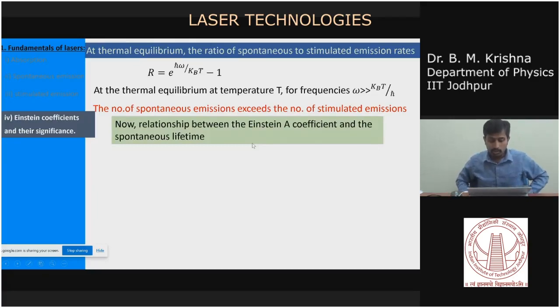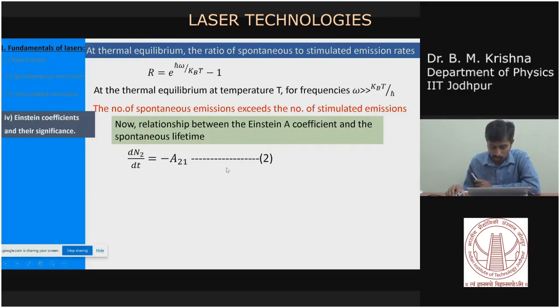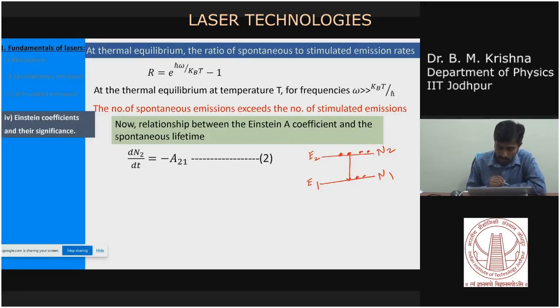Okay, so now we will see the relation between the Einstein A coefficient and the spontaneous lifetime. We will take equation number 2, the transition from the excited state E2 to E1. The population is N2 on the E2 state and N1 on the E1 state. So this is your rate equation: dN2 by dt equals minus A21. Then you integrate over the time.